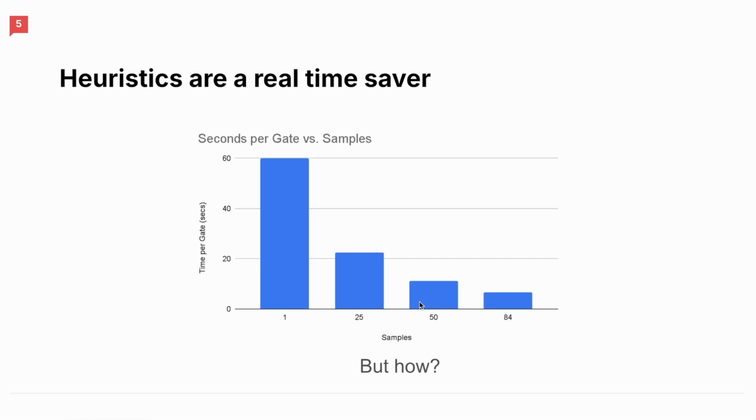If you look over here, on the x-axis you have the number of samples: 1, 25, 50, 84. And the y-axis is the time per gate in seconds. You can see in the beginning, if you just do one sample, it takes a lot of seconds to do a gate. But as you get more and more samples, the time per sample goes down. But how does that work?